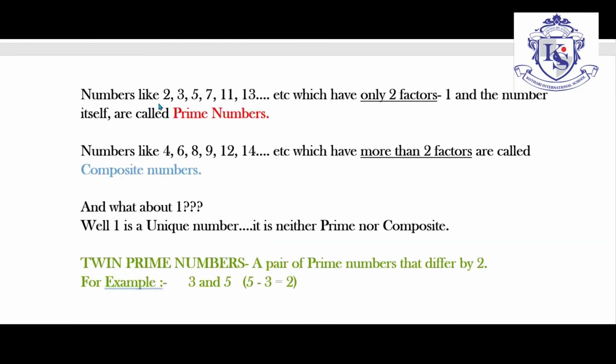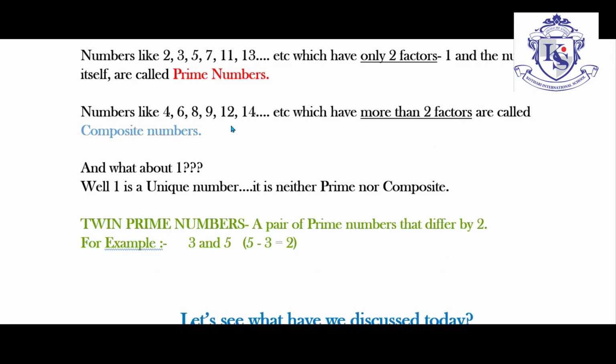So, numbers like 2, 3, 5, 7, 11, 13 and so forth, which have only 2 factors, 1 and the number itself, are called prime numbers. I'm sure you must have read about prime numbers before also. And numbers like 4, 6, 8, 9, 12, 14 and till infinity, which have got more than 2 factors, are called composite numbers.